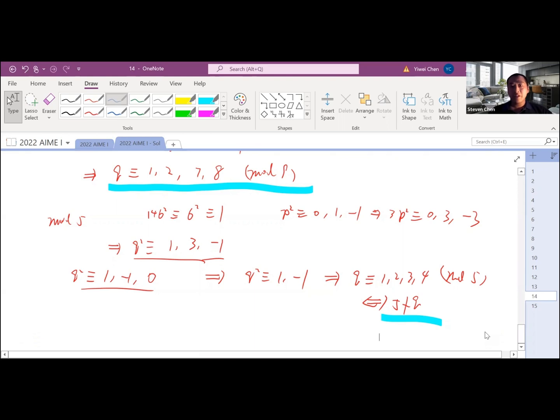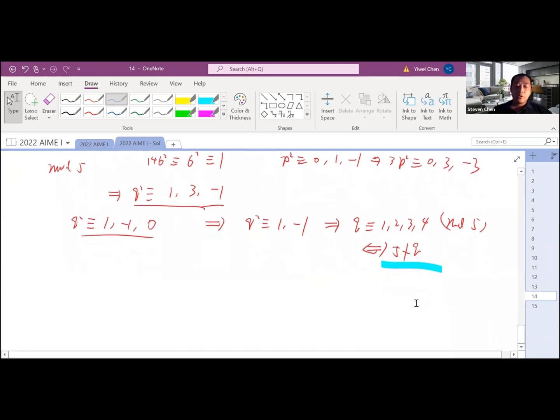So it seems that this condition will not help us eliminate too many numbers, right? So probably we have to continue the analysis by trying another modulus. The next modulus that we may try would be 7. Let's see what's going on. So recall that q squared is this number minus this number. For 146 modulo 7, it is congruent to -1. So -1 squared is simply equal to 1 minus 3.